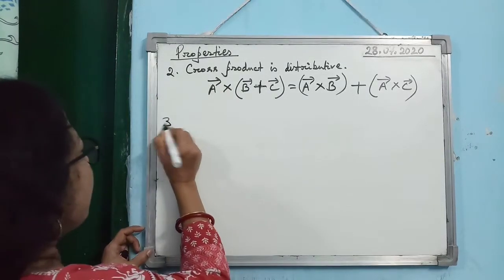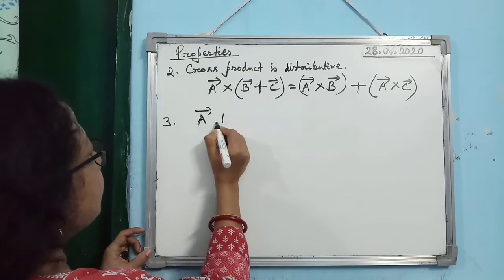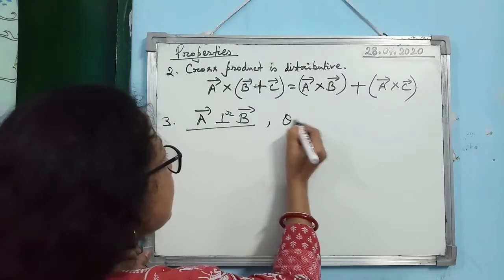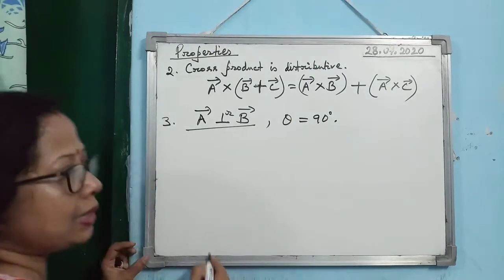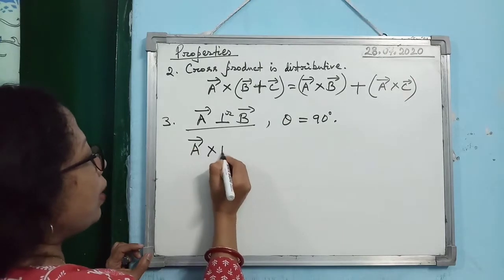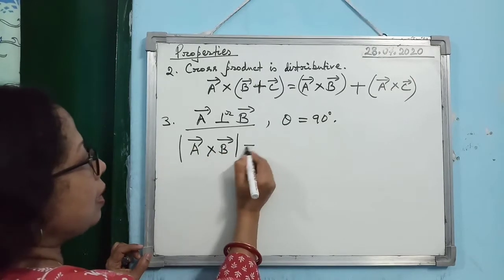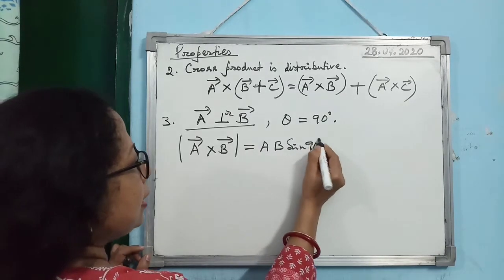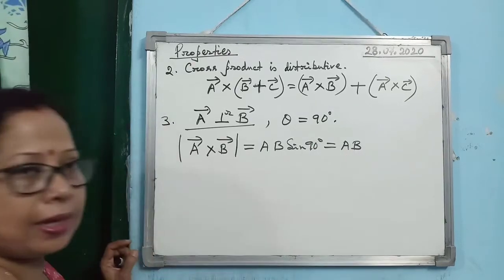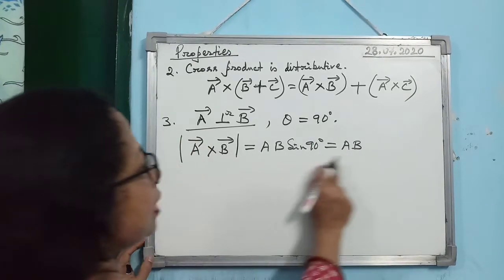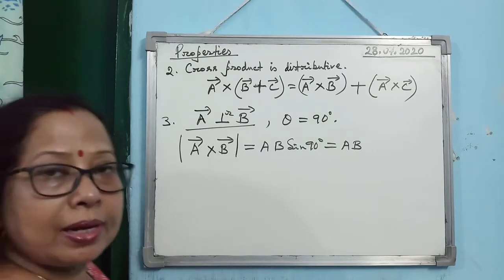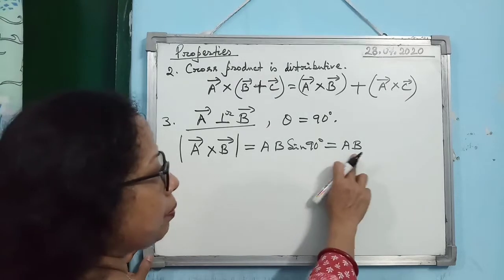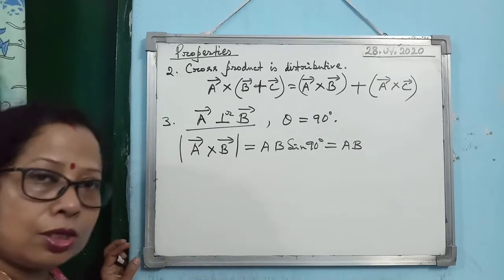Alright. Now, third one. If you consider that two vectors A and B are perpendicular to each other, then what is the angle between them? It will be 90 degree. So in that case, what is the magnitude of A cross B? Magnitude of A cross B will be A into B into sine 90 degree, means A into B. Alright. So this is the thing you must remember. If the two vectors are perpendicular to each other, then the magnitude of their cross product is simply the product of the magnitudes of the two vectors.